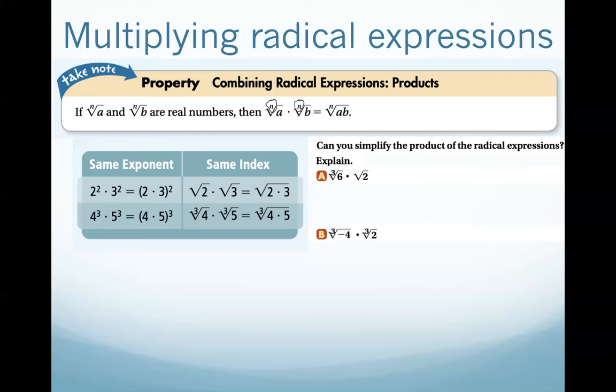Notice they have the same index. Both of these are square roots and they combine into a square root. Same thing goes for cubing and cube roots. As long as the index is the same, we can combine them. So in our first example A here, we want to know, can we simplify the product of the radical expressions and explain why or why not?